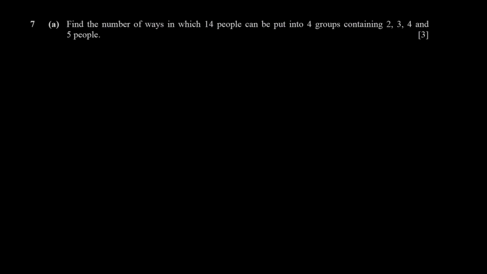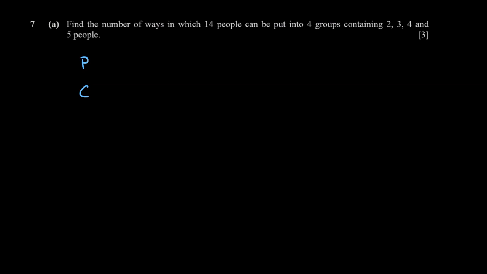Okay, then we're in question 7, which is a permutations and combinations style of question. We want to find the number of ways in which 14 people can be put into 4 groups containing 2, 3, 4, and 5 people. Now, generally speaking, the problem that people have with this type of question is they don't know whether or not to use permutations or combinations.